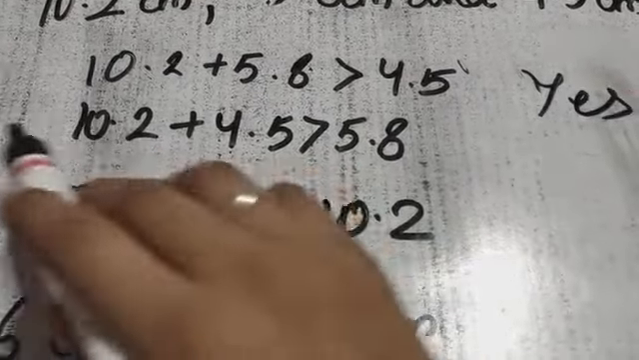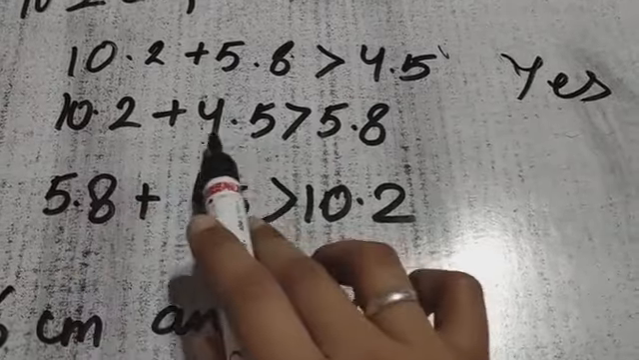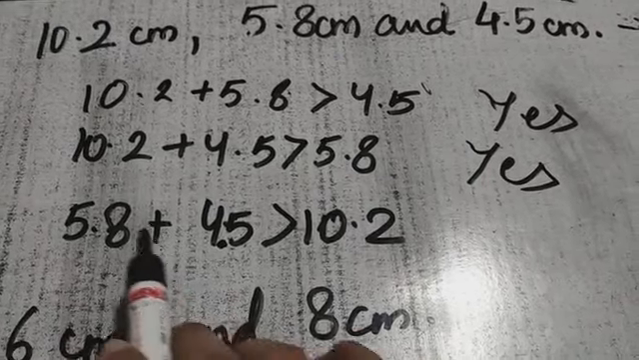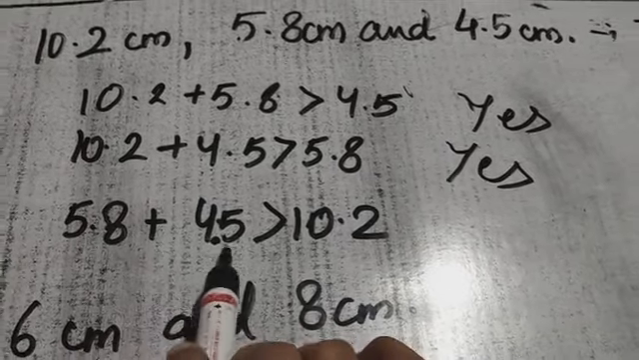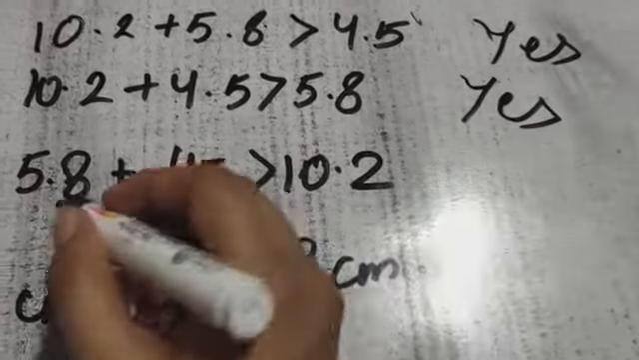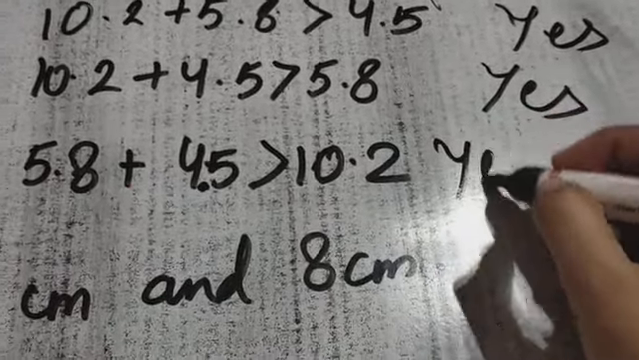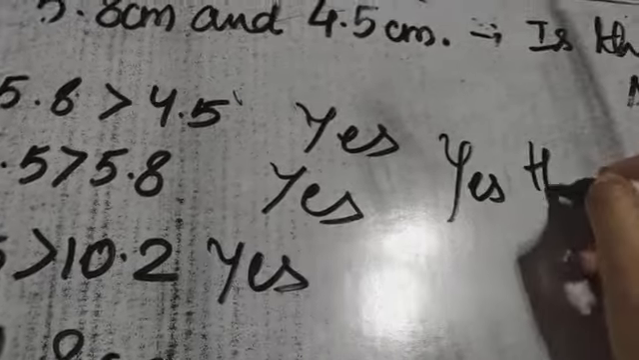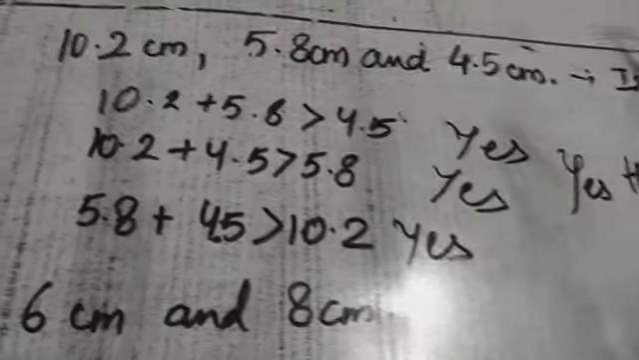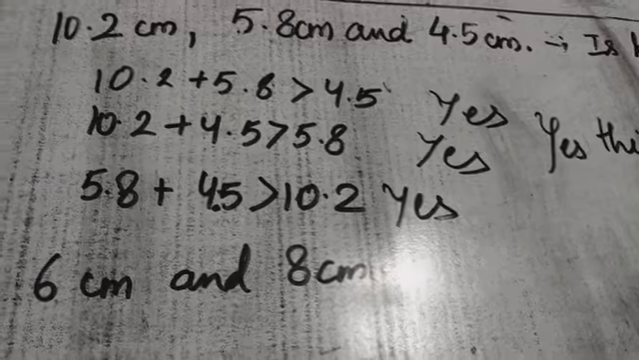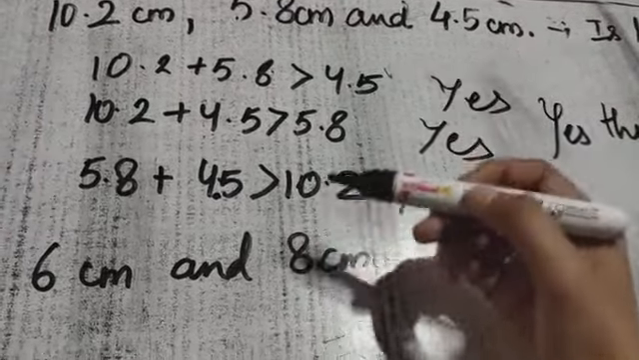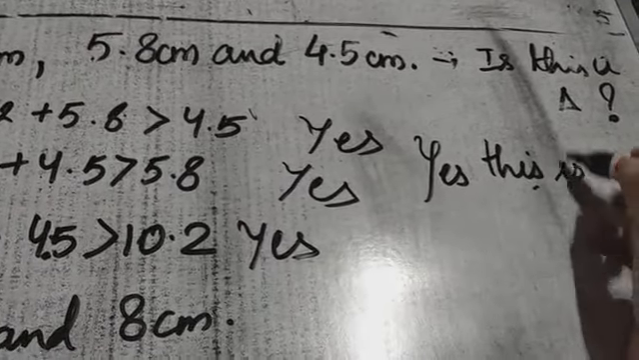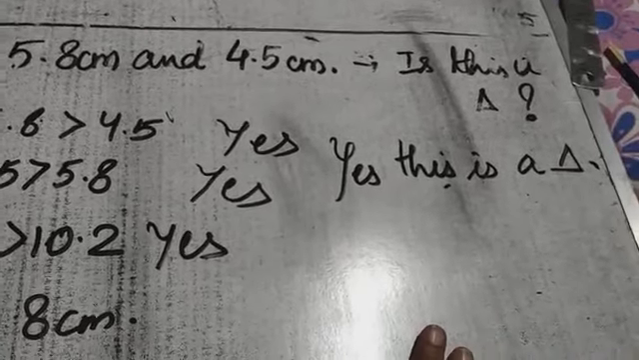Is it correct? Yes. 10.2 plus 4.5 is 14.7. Yes. Now 5.8 plus 4.5 is 10.3. This will come 10.3. So this is also correct. Yes, all are yes. So yes, this is a triangle, because in any case if we take all the three sides, the sum of any two sides of the triangle is greater than the third side in all the cases. So yes, this is a triangle. Okay, so this was the first example.